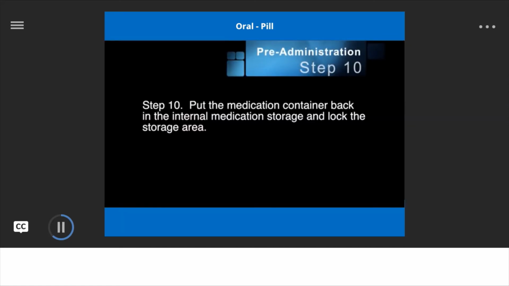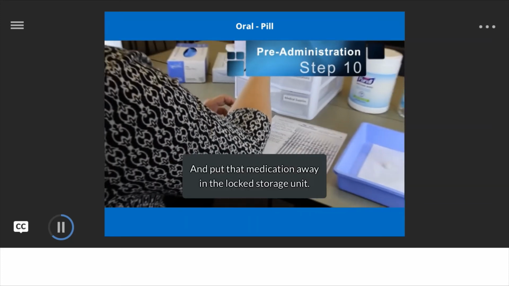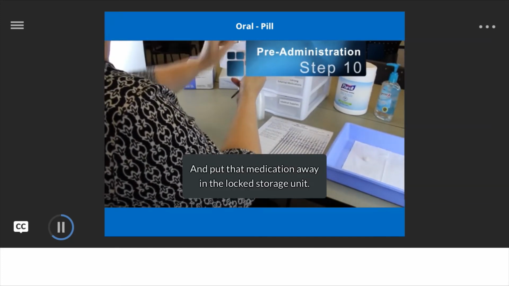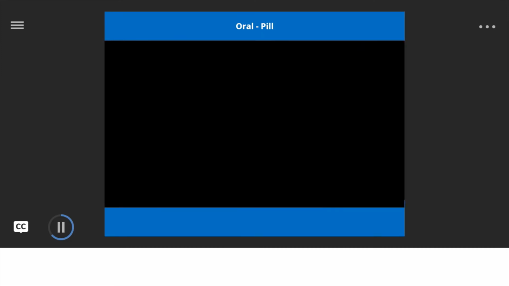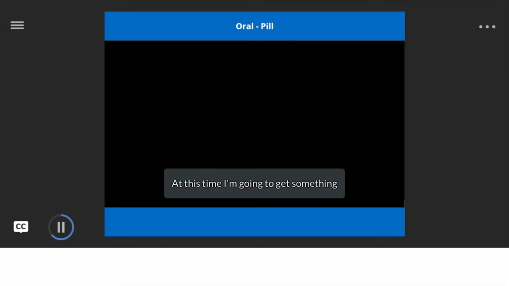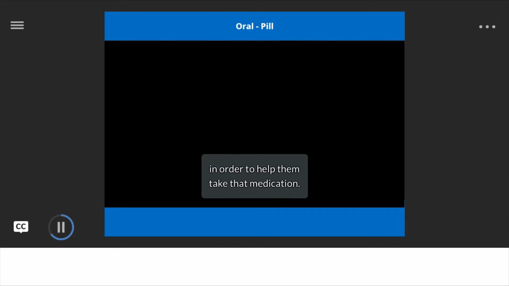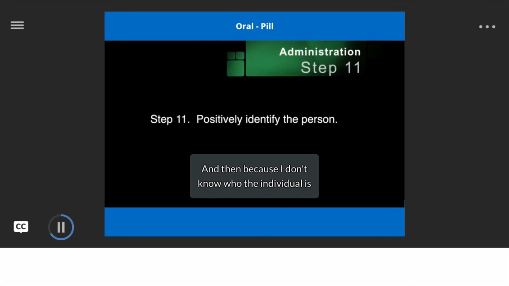Step 10. Put the medication container back in the internal and put that medication away in the locked storage unit. At this time, I'm going to get something the individual prefers to drink in order to help them take that medication.